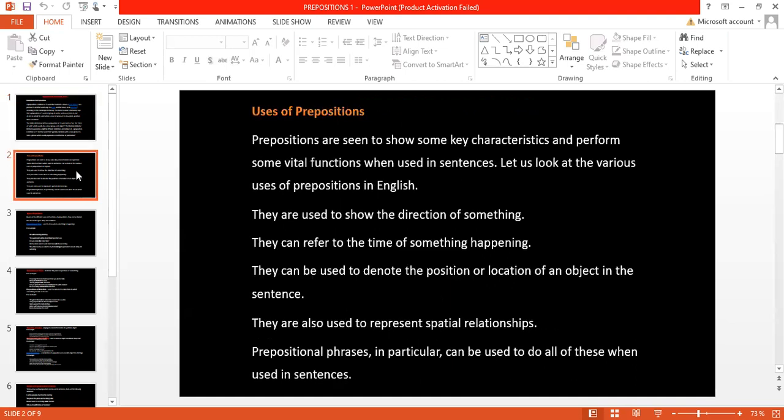Uses of prepositions. Prepositions are seen, all right, to show some key characteristics and perform some vital functions when used in sentences. Okay, that's what they do. There is this topic I normally take in English. I title it Little Foxes That Can Lead to Failure in English. Very little foxes.